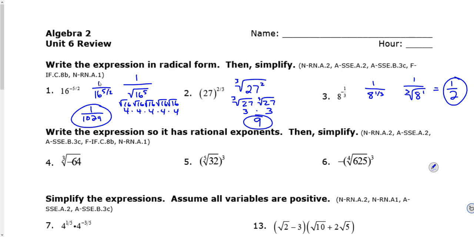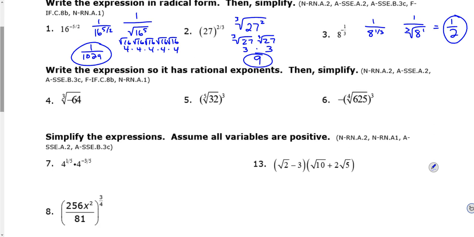Second part, basically the exact same thing, just the opposite. So we're going to change this into exponential form. So we've got negative 64 to the 1/3 power. Now you can kind of see the problem already. It says the cube root of negative 64. Well, if you just work that out, that's negative 4.